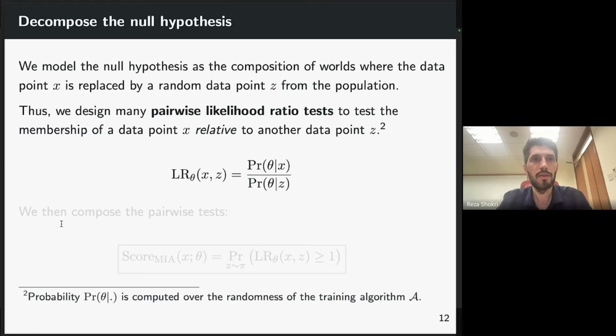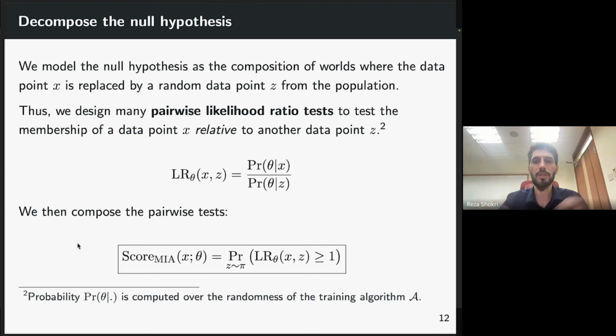So having this pairwise test, which represents the comparison of the two worlds given one instantiation of the null hypothesis, we expand it to the entire space of the null hypothesis, where Z could be any sample. So then we construct the test statistic, the score MIA, as the fraction of the population that X would dominate using this likelihood ratio test. So where it stands in the distribution of the pairwise likelihood ratio computed for population data. So that's essentially our test, right? Very simple and hopefully very intuitive.